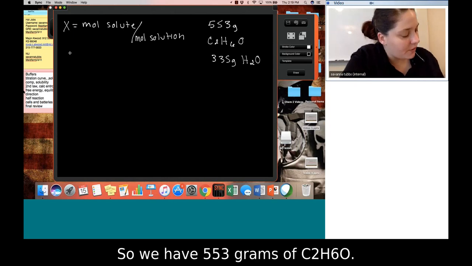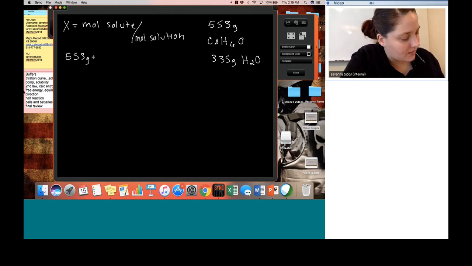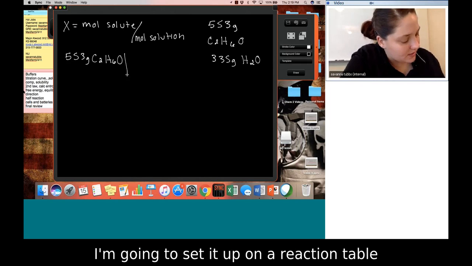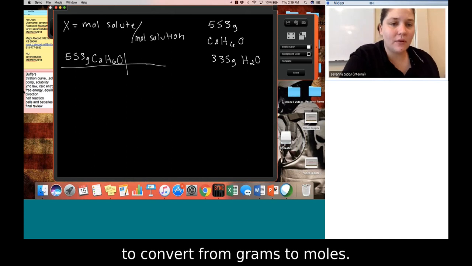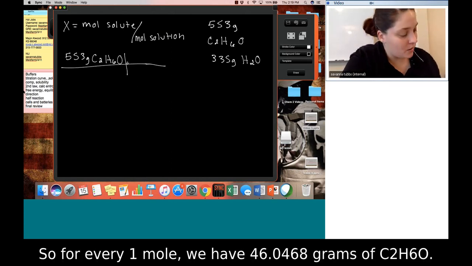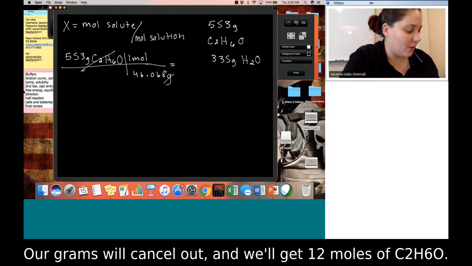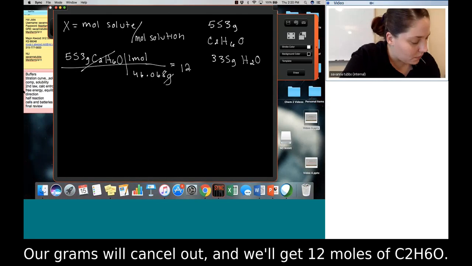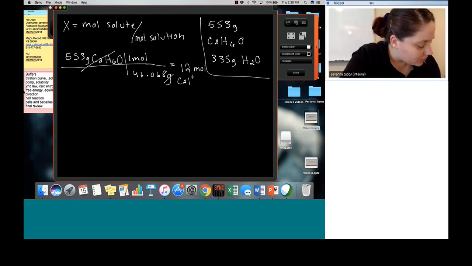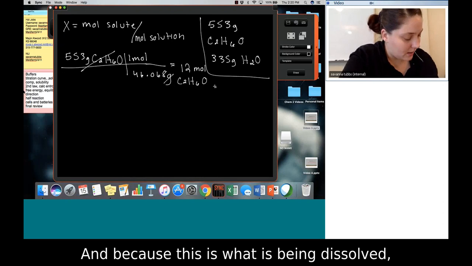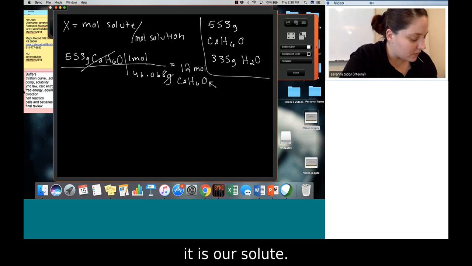So we have 553 grams of C2H6O. I'm going to set it up on a reaction table to convert from grams to moles. So for every 1 mole, we have 46.068 grams of C2H6O. Our grams will cancel out, and we'll get 12 moles of C2H6O. And because this is what is being dissolved, it is our solute.